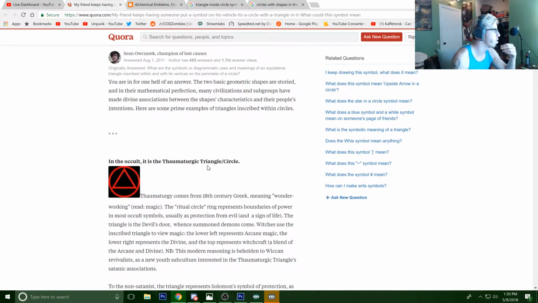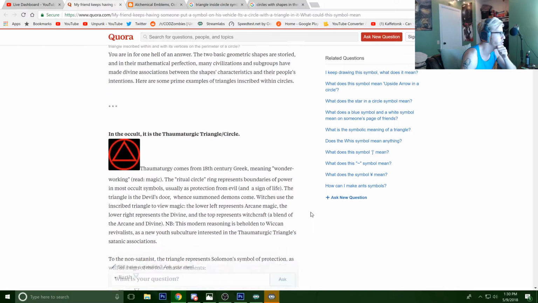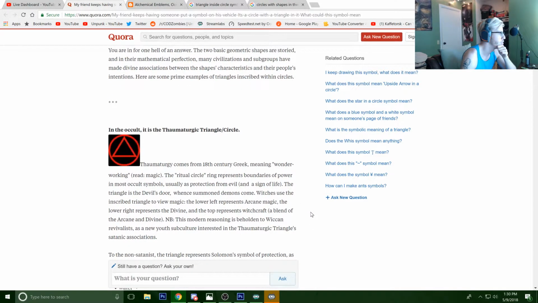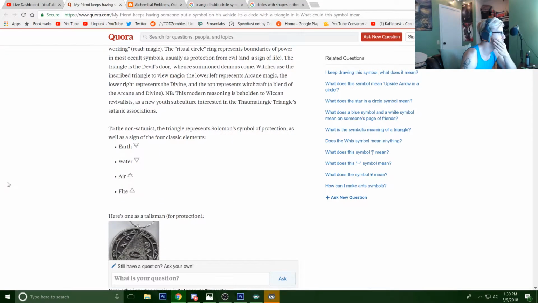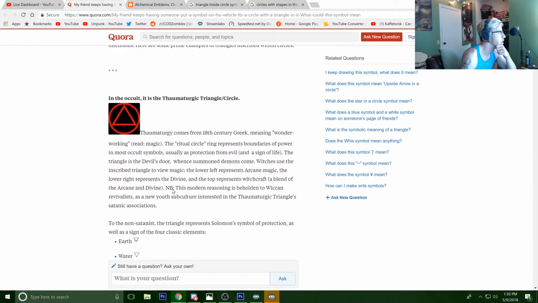Oh, in the occult, it comes from an 18th century Greek word meaning wonder working, read magic. The ritual circle ring represents boundaries of power in most occults, so it's usually protection from evil. The triangle is the devil's door. Once summoned, demons come out, witches use the inscribed triangle to view magic. Oh, this shows them. Air, earth, water, fire. Okay, but that doesn't help me.